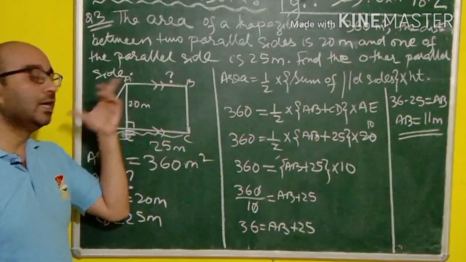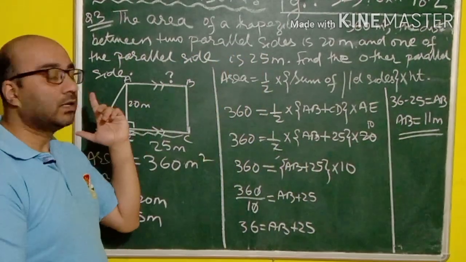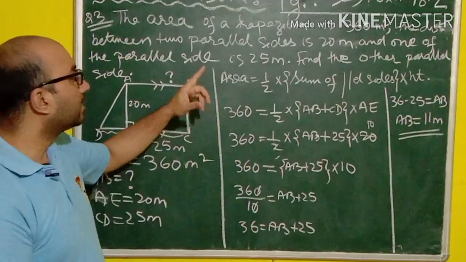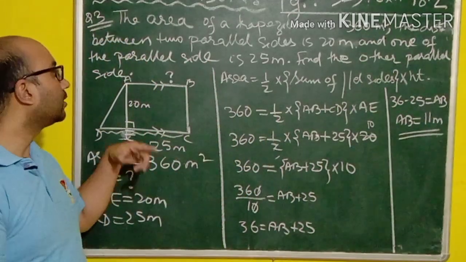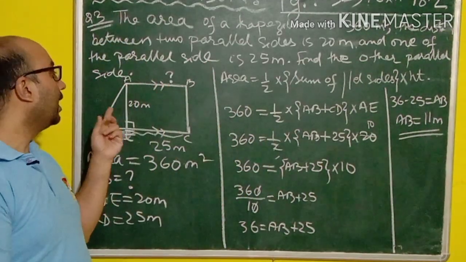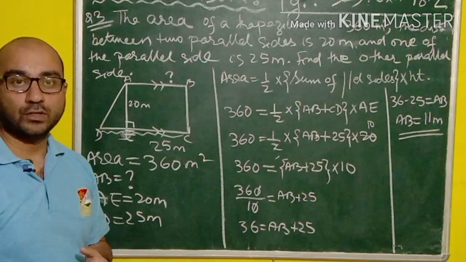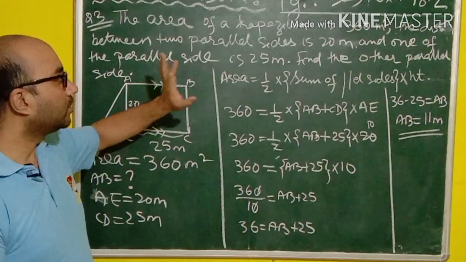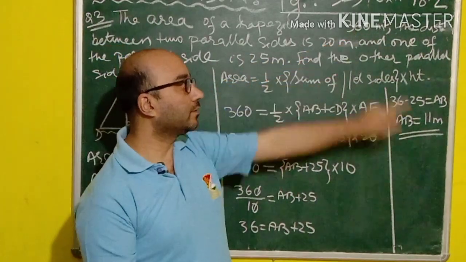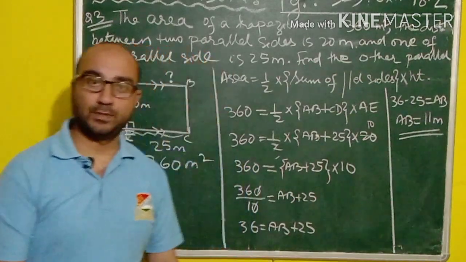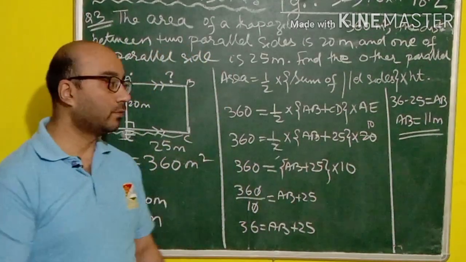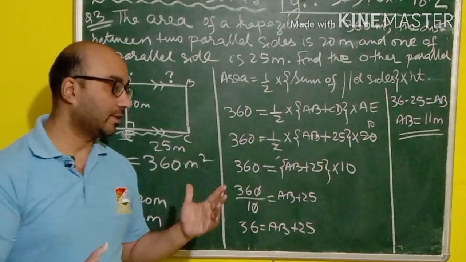So what is our AB? AB is nothing but the other parallel side. One of the parallel sides is 25 meter and the other parallel side is 11 meter, and the height of the trapezium is 20 meter. For all this information, the area is equal to 360 meters square. I hope the working is clear to you. Please take a look.